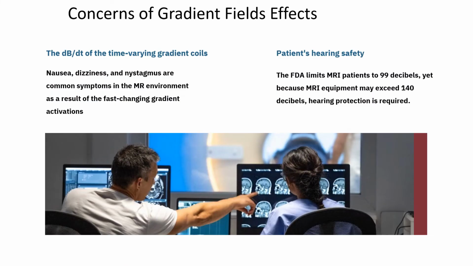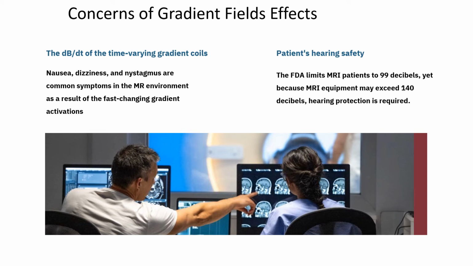Let's look at the concerns of gradient fields a patient can experience. This is determined by the dB/dt of the time-varying gradient coils. Nausea, dizziness, and nystagmus, which is uncontrollable eye movement, are common symptoms in the scanner environment due to fast-changing gradient activations. The potential for arrhythmogenesis is also evident during the activation of the time-varying gradient. This is the most serious issue for patient safety during an MRI session. If the time-varying gradient magnetic fields harm our patient's diaphragm, heart, or brain implants, this might pose a serious risk. This is quite rare to happen in patients.